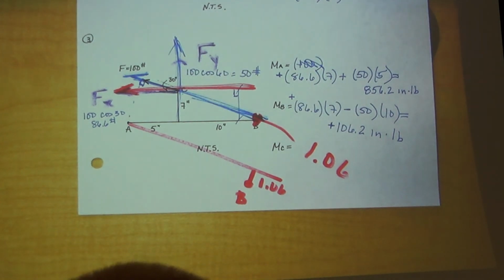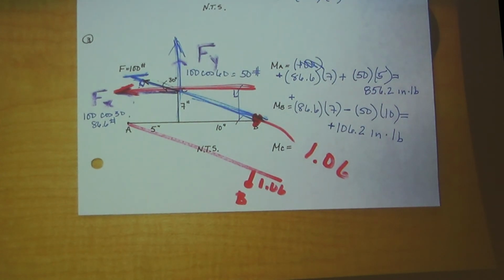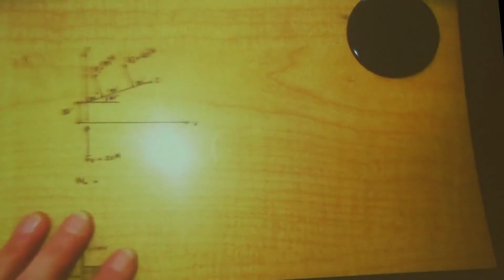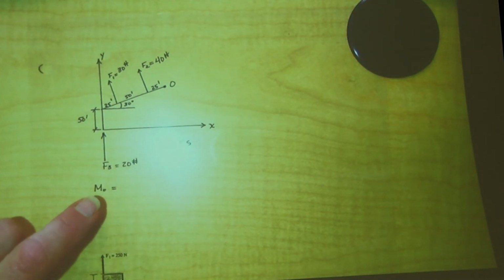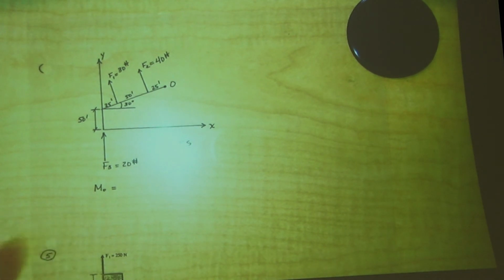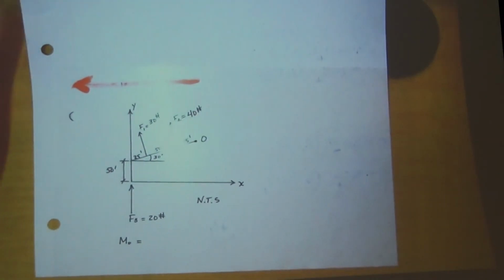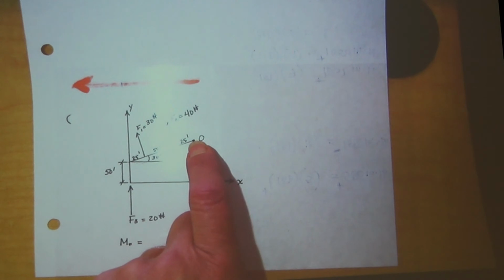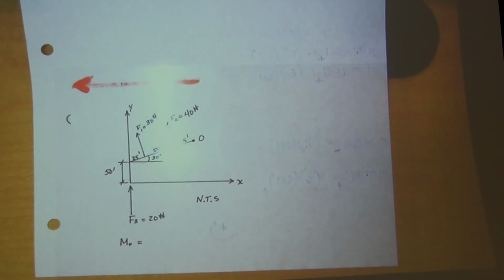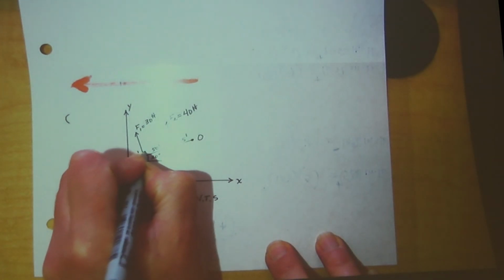Okay, the next one we're going to do is on page 16 in the packet. And why don't you work with the person next to you? What I want you to do is figure out the moment about point O. Does everybody see where point O is? Here's point O. And let me also say that, draw these two little perpendicular marks here.